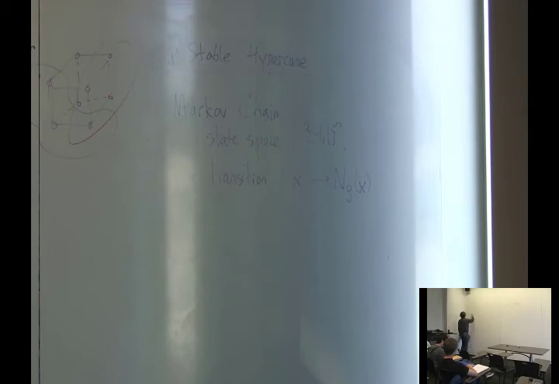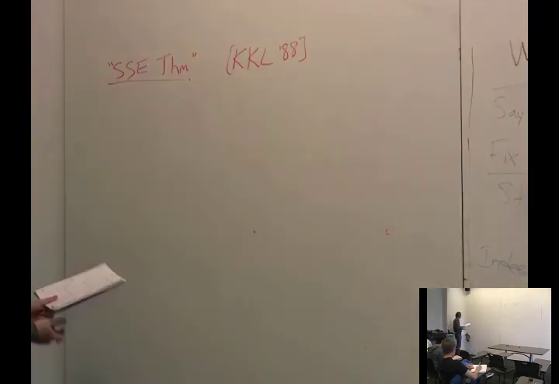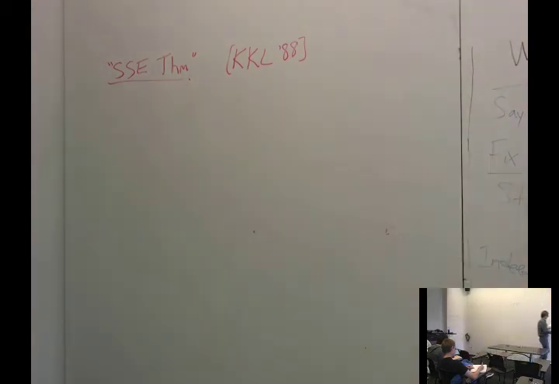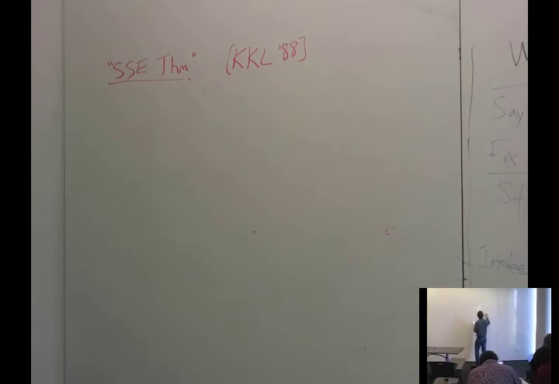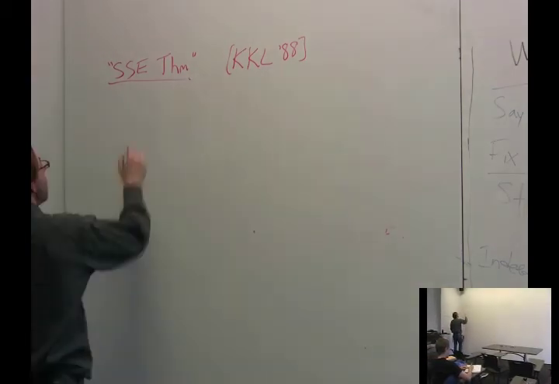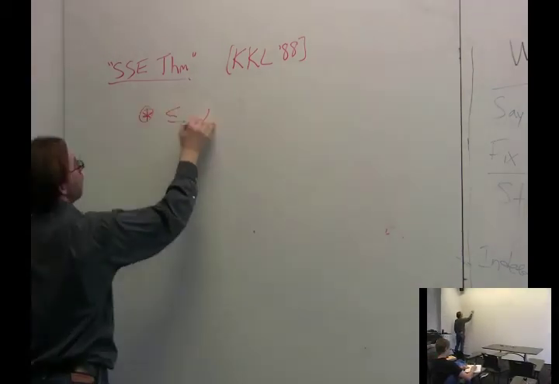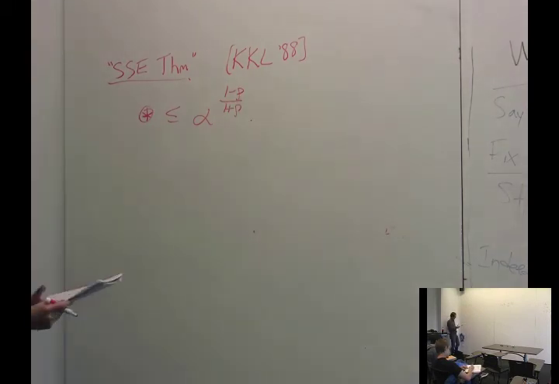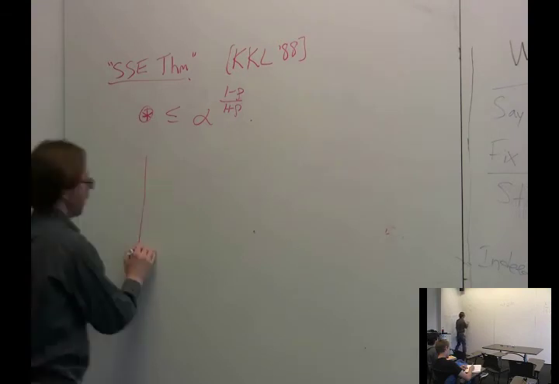Okay, so there's a theorem to this effect, which I might call the small set expansion theorem for the hypercube. It's basically proved by KKL. If you look at what's going on in their paper, it's basically this. And what it says is this quantity, let's say star, is at most alpha to the (1 minus rho) over (1 plus rho). You can state the theorem with very few symbols. So let me plot this for you.